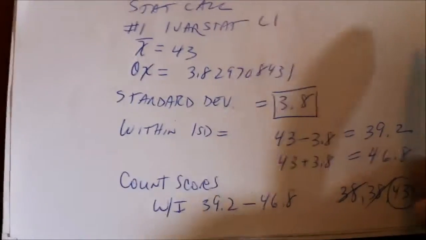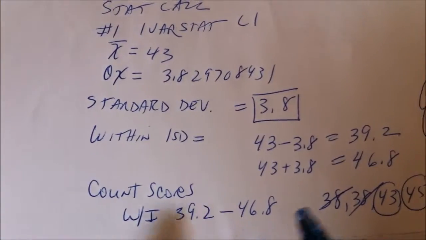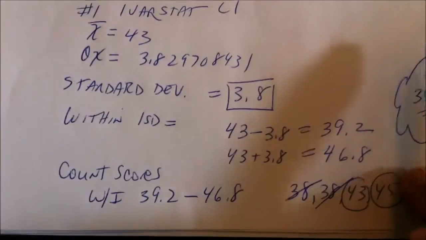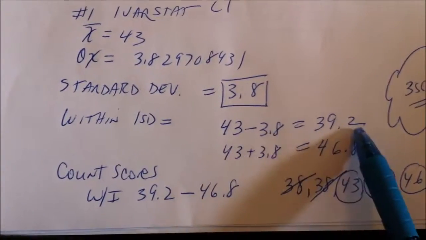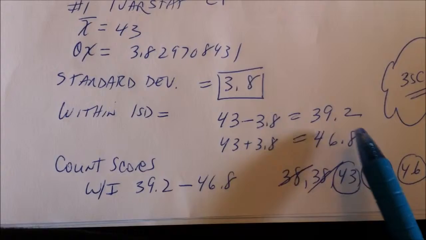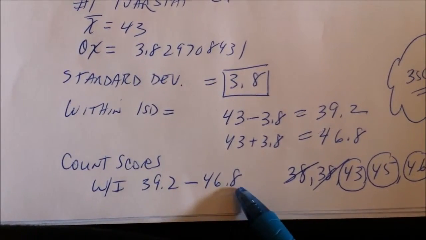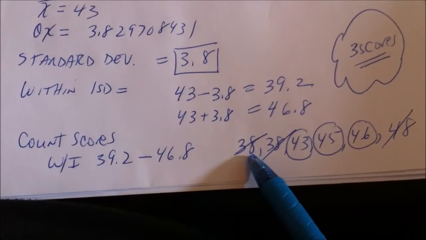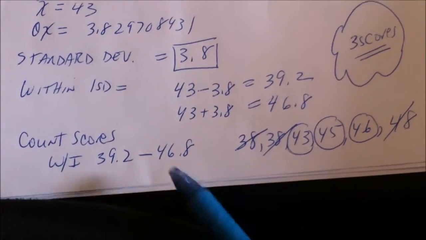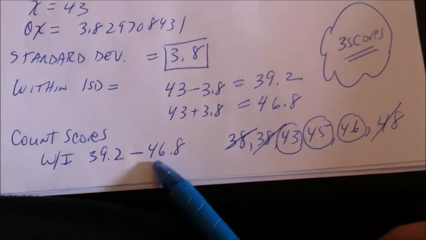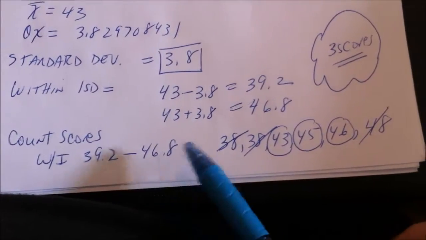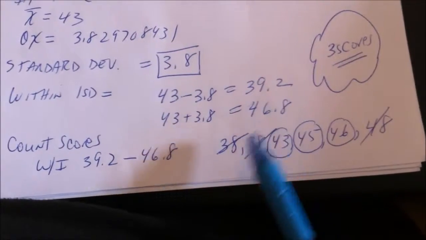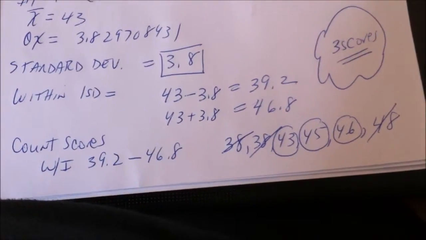Now they want the number of scores within one standard deviation. Within is a very powerful word. Within means 1 to the left and 1 to the right. So I subtract a standard deviation and I add a standard deviation. So this is the interval in which I'm going to go to my scores and count up how many fall in there. Well, 38 doesn't. 43 falls in between here. 45 falls in between here. 46 does, but 48 does not. So there are 3 scores that are within one standard deviation of the mean.